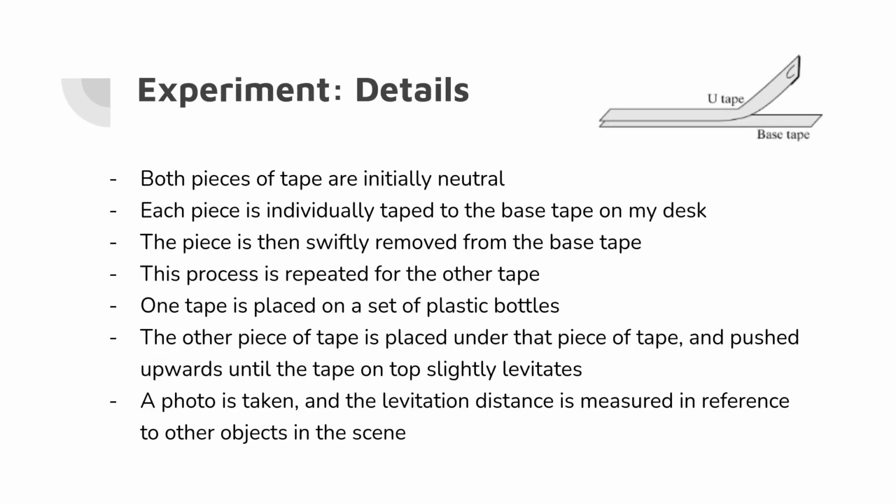Here are the steps to perform the experiment. First, we have both pieces of tape which are initially neutral. Each piece of tape is individually taped to the base tape on my desk, and then swiftly removed from the base tape. This process is repeated for the other tape, and once we do that, we place one piece of tape on a set of plastic bottles, and the other piece of tape under that piece of tape, and we push that piece of tape upwards until the tape on top slightly levitates. Then finally, we take a photo, and the levitation distance is measured in reference to other objects in the scene.